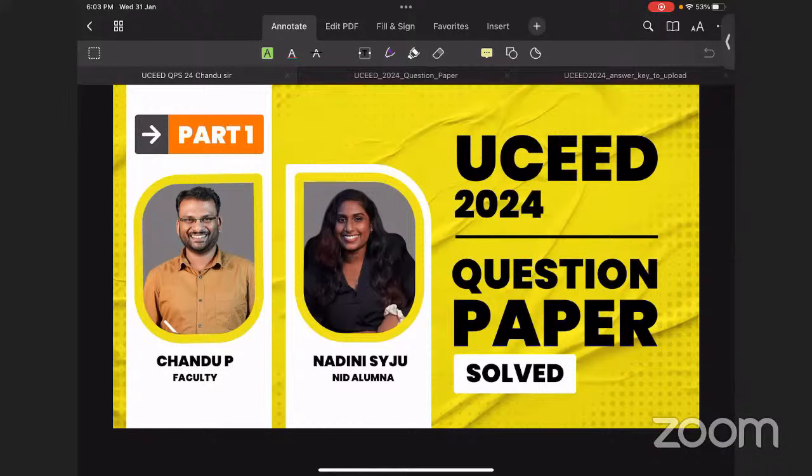Okay, I think you guys are waiting for the official key. A few minutes ago, they informed that they will be releasing the key only by the 1st of February. Actually, they were planning to release it today by 5 o'clock, and I was also eagerly waiting for that particular key. Unfortunately, they changed the date.